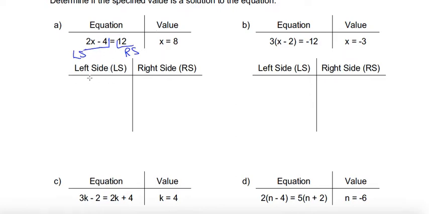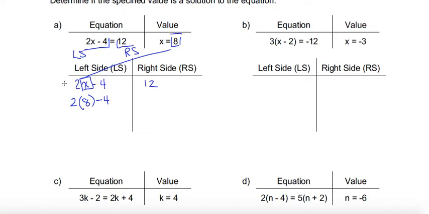The left side of my equation is 2x minus 4, and the right side of my equation is 12. Sometimes you'll have to do calculations on both sides, and sometimes, like this one, we only have a numerical value on the right side, so I don't have to do anything further there. For the left side, we have to substitute this value, 8, in for x in my equation. So I'm going to have 2 times 8 minus 4.